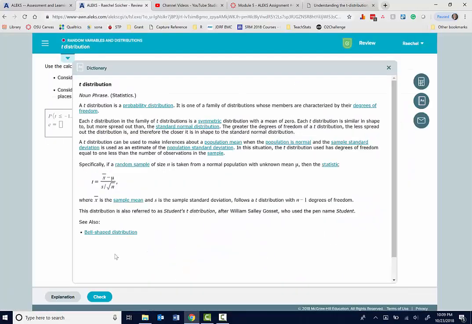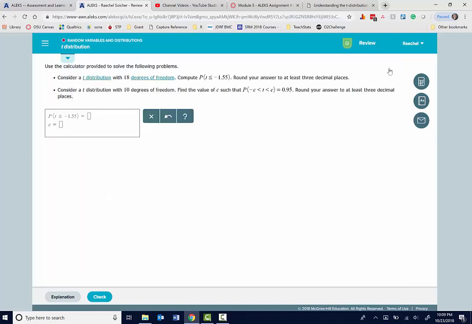Okay, so let's get back to ALEKS and work on a couple of the problems here. In this section of ALEKS, we're not doing anything with the t-distribution. We're just seeing the shape of the t-distribution.